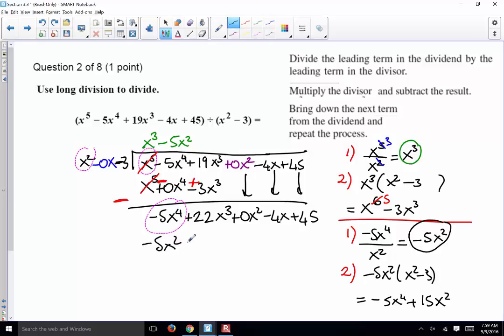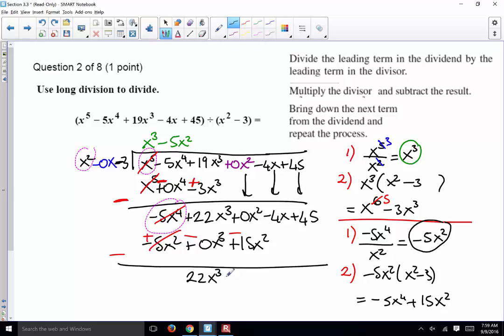All right, we bring this here to subtract. When you're doing that, make sure you make visible those missing powers. And when I subtract, these flip signs, they cancel. This is 22x cubed minus 15x squared. Nothing else underneath these guys, so they just transfer down.